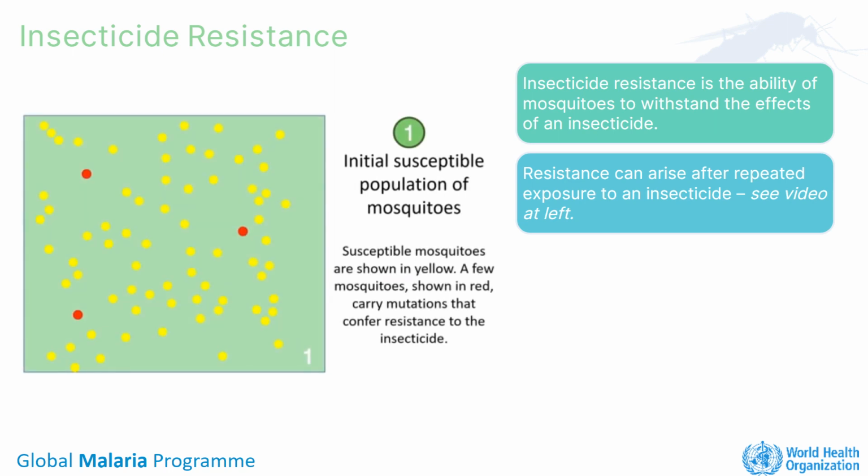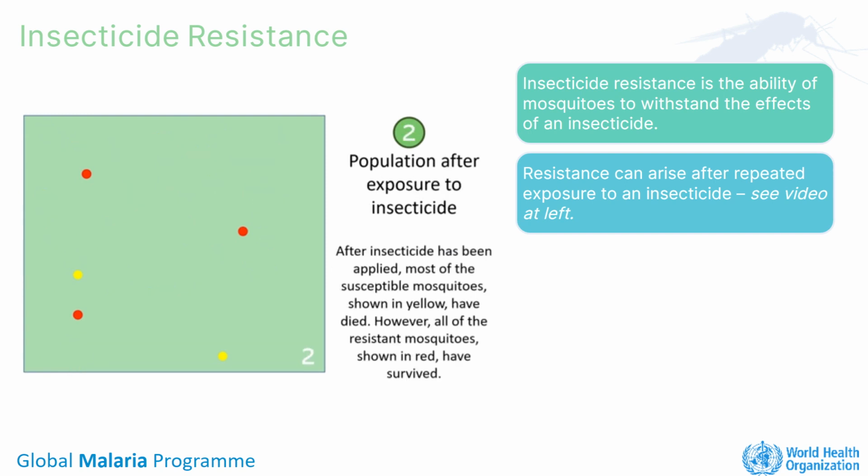First slide, initial susceptible population of mosquitoes. Susceptible mosquitoes are shown in yellow. A few mosquitoes, shown in red, carry mutations that confer resistance to the insecticide. Slide 2, population after exposure to insecticide. After insecticide has been applied, most of the susceptible mosquitoes, shown in yellow, have died. However, all of the resistant mosquitoes, shown in red, have survived.